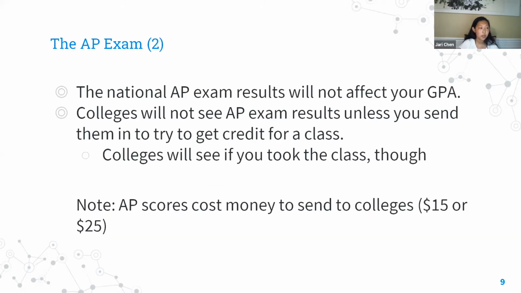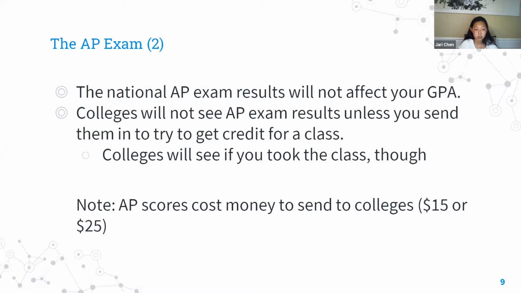The national AP exam results will not affect your GPA. This is because these exam results come out around mid-July, which is after all schools have ended, so they can't actually affect any of the grades that you have in school. Also, colleges don't see your AP exam results unless you send them in to try to get credits for a class. This can either be a good thing or a bad thing, however you take it.